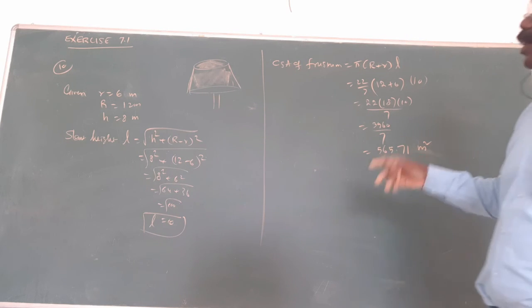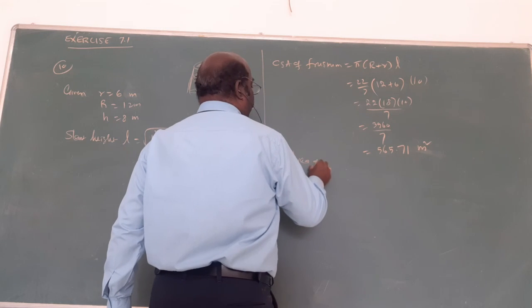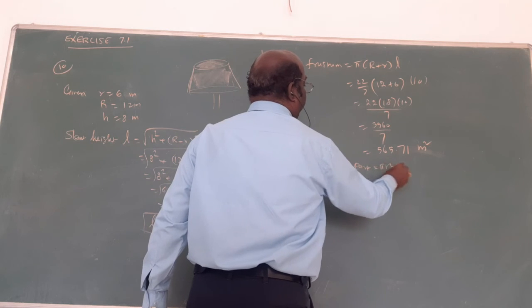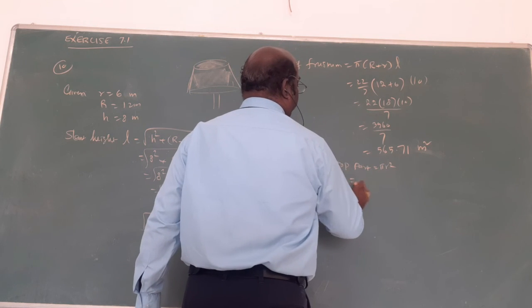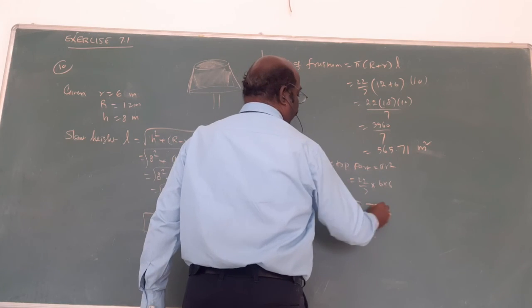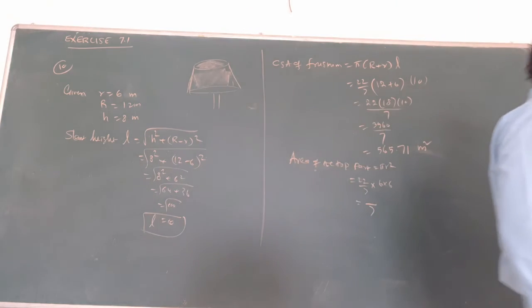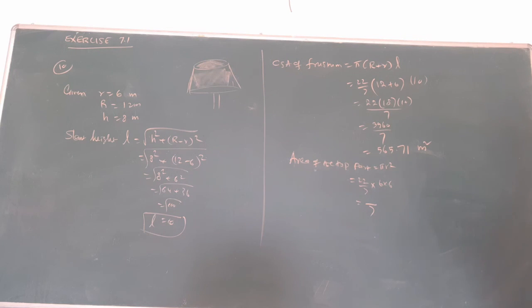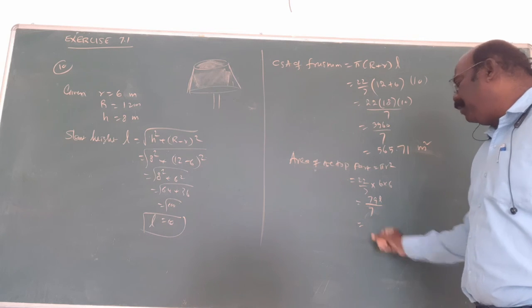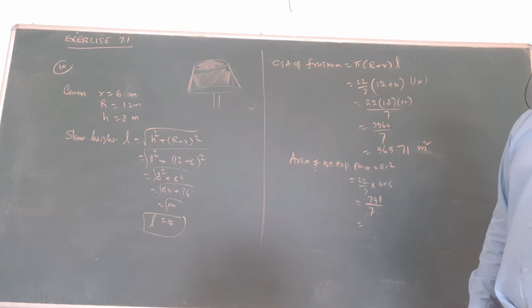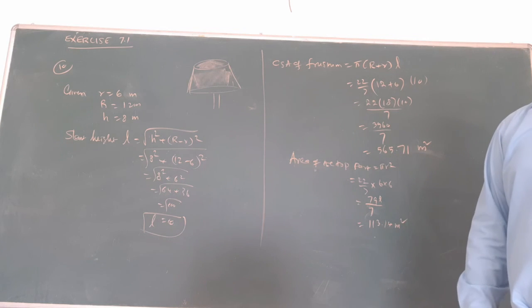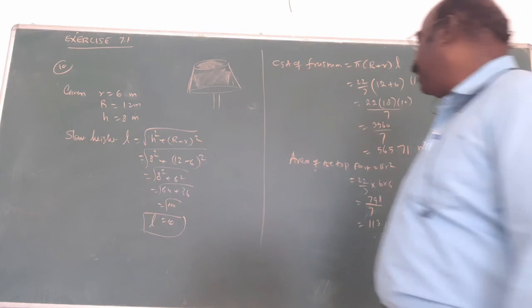The next is the area of the top part. Area of the top part is pi r square, pi is 22 by 7, small r is 6, so 6 into 6, 36, into 22 gives 792. Divide 792 by 7 and you get 113.14 meter square.